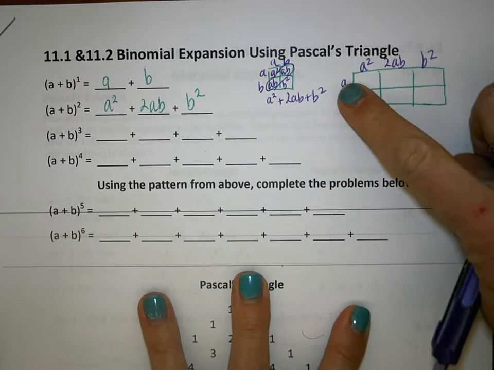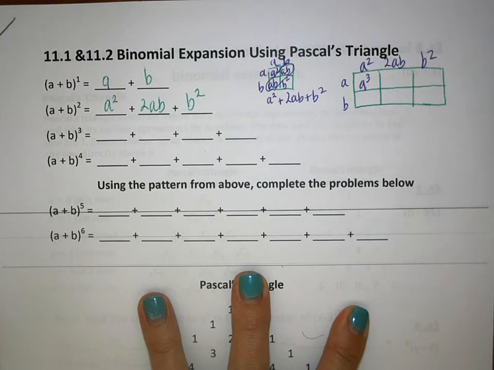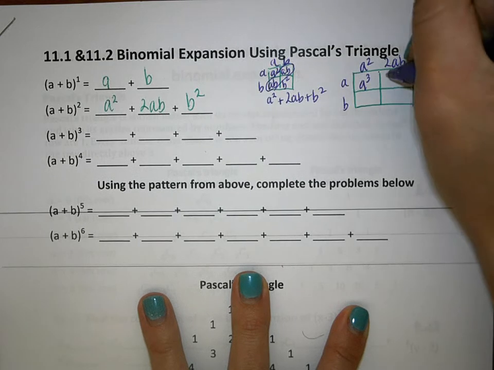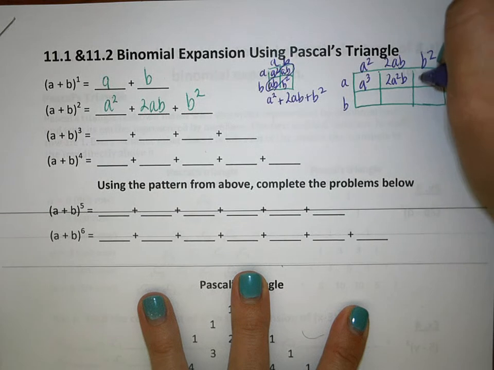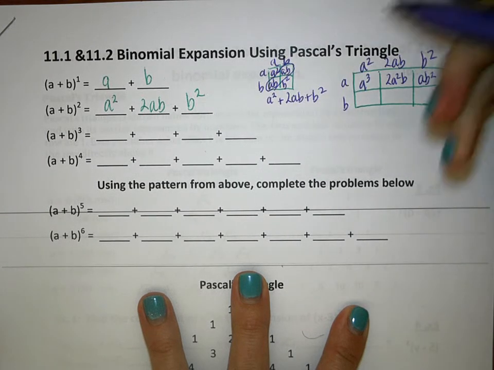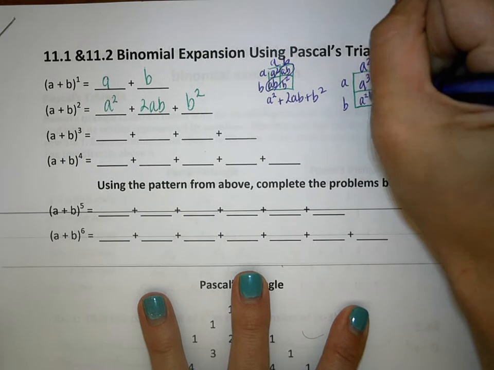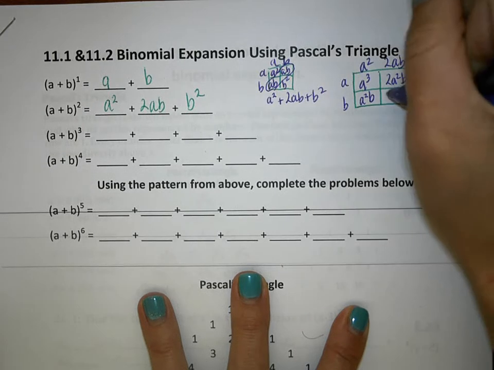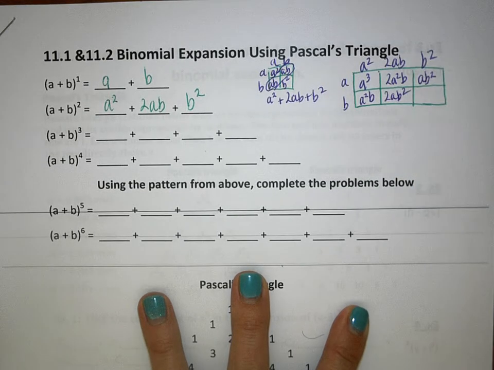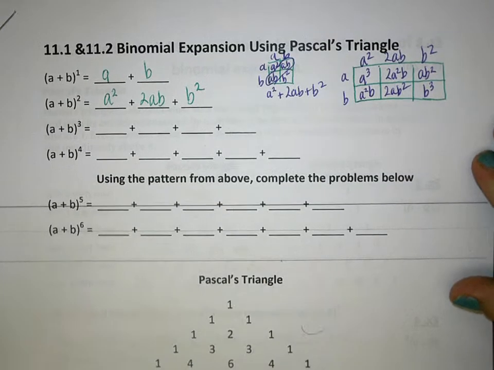So when we multiply in this first box, a times a squared is? A cubed, or a to the third power. A times 2ab would be? A times b squared would just be? B times a squared? A squared b. Always still keep them in alphabetical order. B times 2ab would be 2ab squared. And then b times b squared is b cubed, or b to the third power.